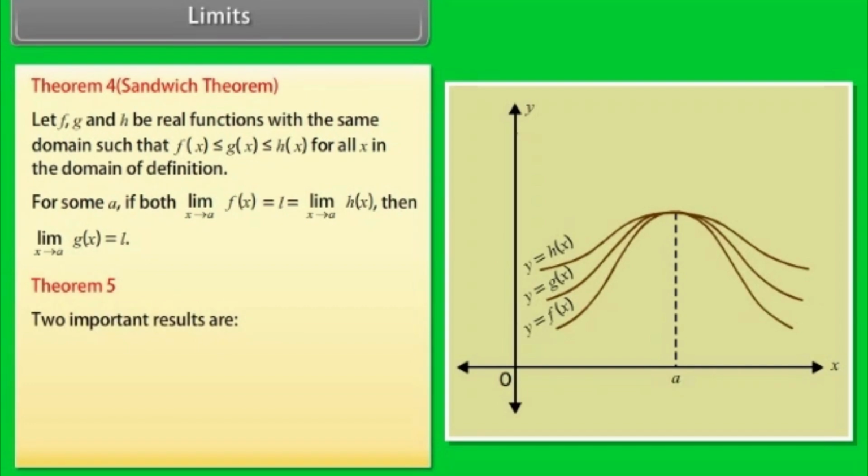Theorem 5. Two important results are limit x tends to 0 of sin x by x is equal to 1. Limit x tends to 0 of (1 − cos x) by x is 0.